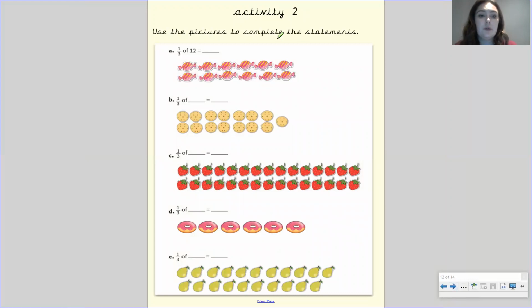Here's activity number 2. You need to use the pictures to complete the statements. So you've got A, B, C, D, and E to complete, and you need to finish off the statements using the pictures to help you answer the question.